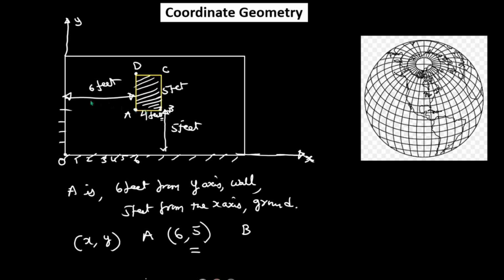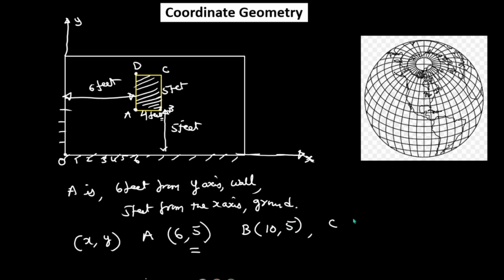For the point B, how much distance from the y-axis? It's the 6 feet, and again 4 feet is the width of the window, right? So totally 6 plus 4, 10 is the x. And how much is the y? Y is the same, y is not changing. So it's going parallel to the x, which means y is not changing. So the y distance still remains 5 feet. So that is the B point.